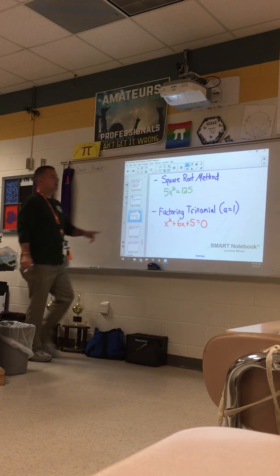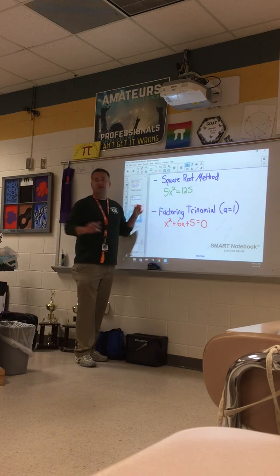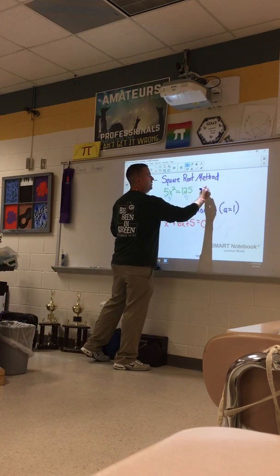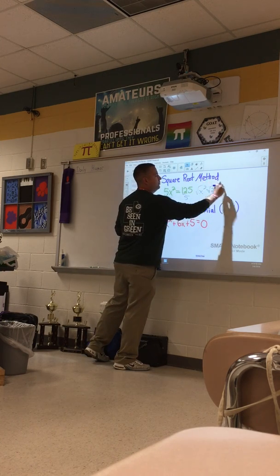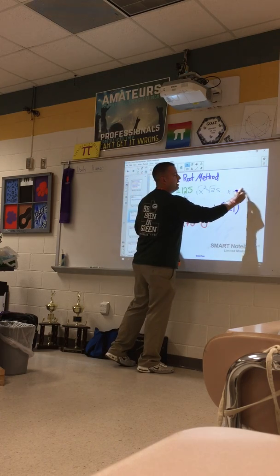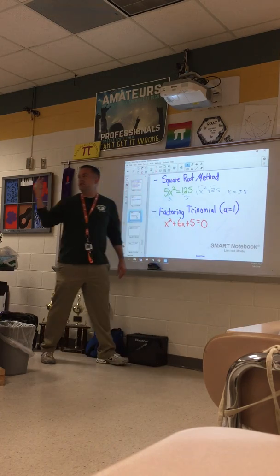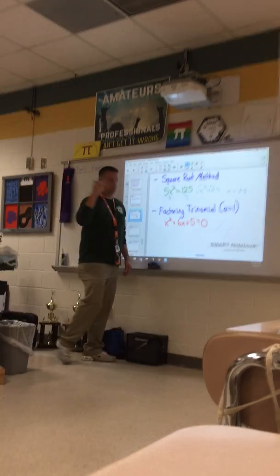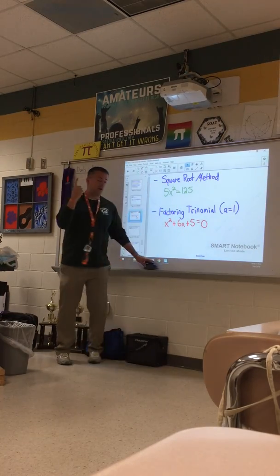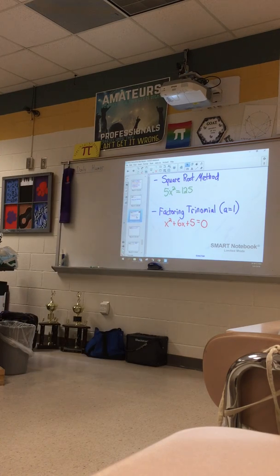Okay, square root method. I just want to get x squared by itself and then take the square root. So I divide both sides by 5, x squared equals 25, take the square root, and x is equal to? 5. It is not 5. It is plus or minus 5. Remember, in quadratics land, 95% of the time we're going to have 2 answers. Sometimes we might not have an answer at all. Sometimes we might only have 1 answer, but most of the time you have 2 answers.